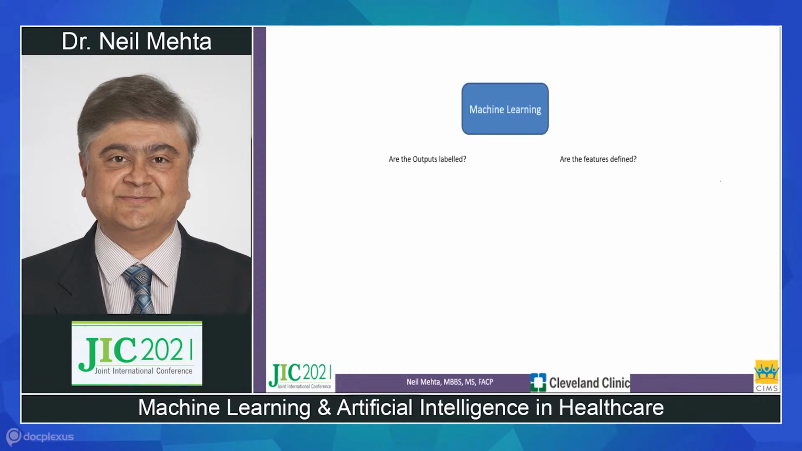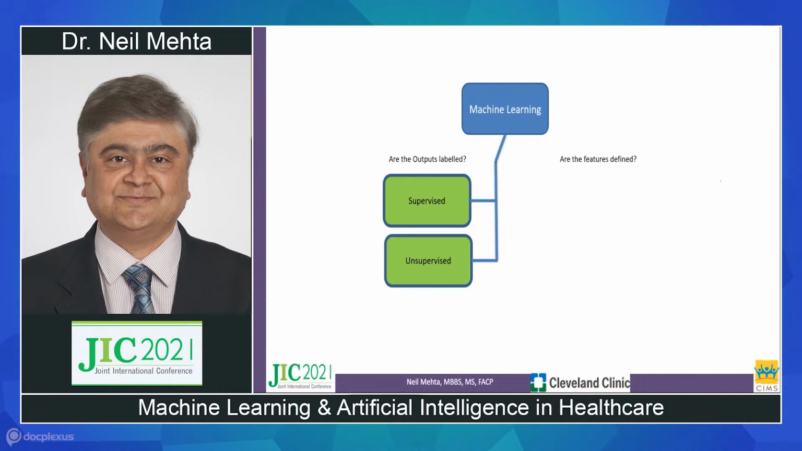So if you take a look at machine learning, and if the outputs are labeled, that means you have the outcomes labeled as you train the algorithms. It's called supervised machine learning. And if they are not labeled and you allow the machine to find the relationships or classify the outcomes, it is called unsupervised machine learning.